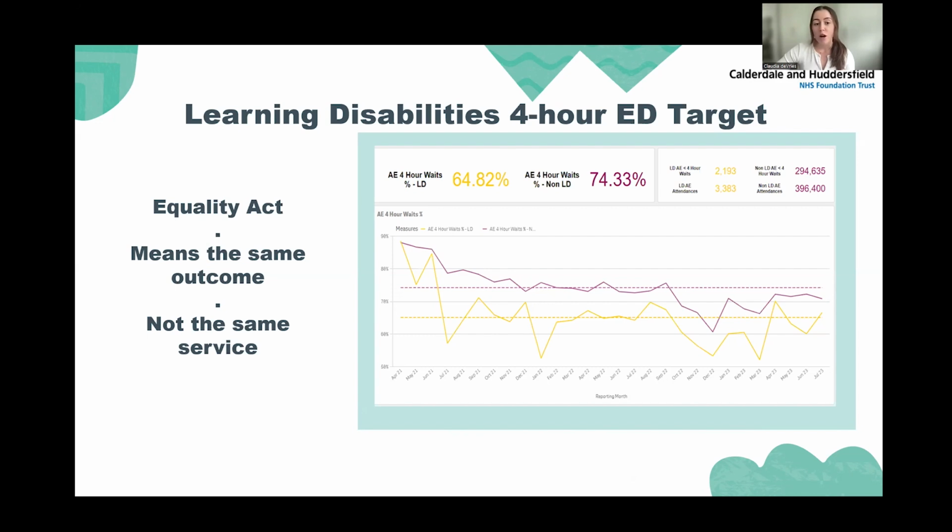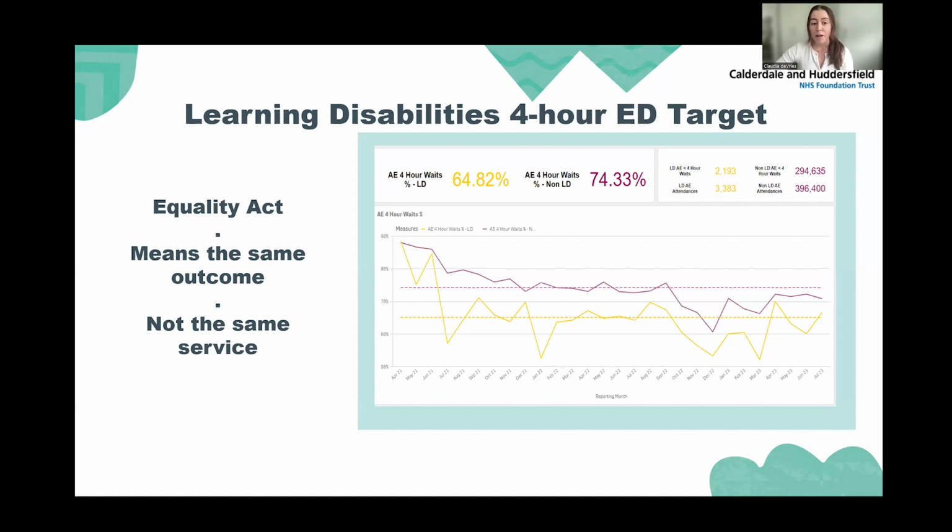So as you can see at the top there, there is a difference in the 4-hour target for patients with learning disabilities compared to the general population. And this has been quite consistent. But when we have looked into this, it is because patients with learning disabilities usually require a side room. They need things like reasonable adjustments. They could need a capacity assessment. And we also found that they usually present later in ED. So therefore, there's a greater chance of them needing an admission than somebody from the general population.